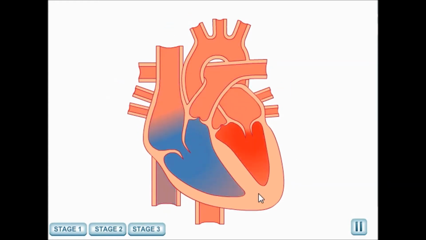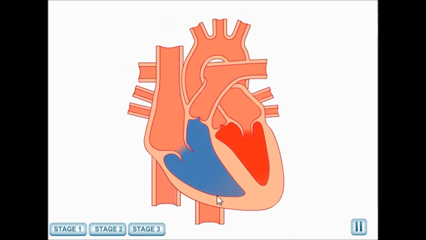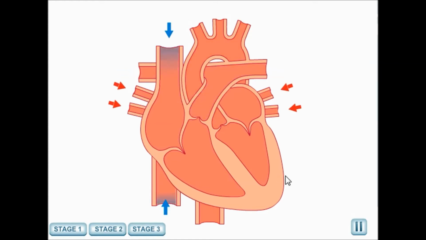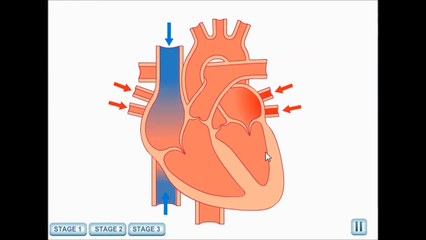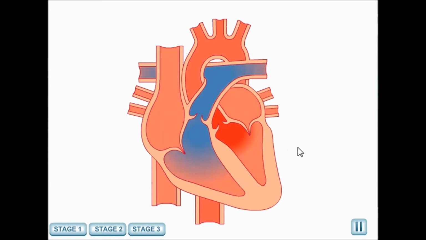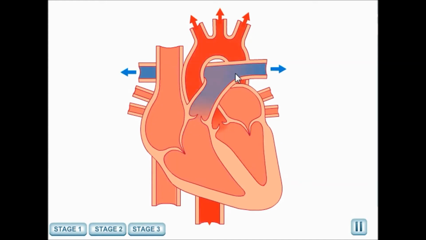Another thing I want you to look at is the thickness of the ventricle wall. Look at the thickness of the right ventricle, and now look at the thickness of the left ventricle. The left ventricle is much, much stronger, and the reason for that is this side has to pump blood to the whole body. It's got a much bigger journey to do, whereas this side only has to pump blood to the lungs.